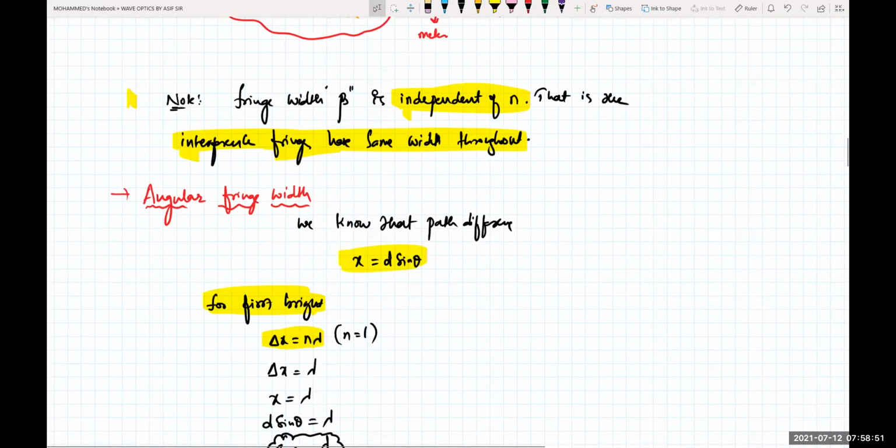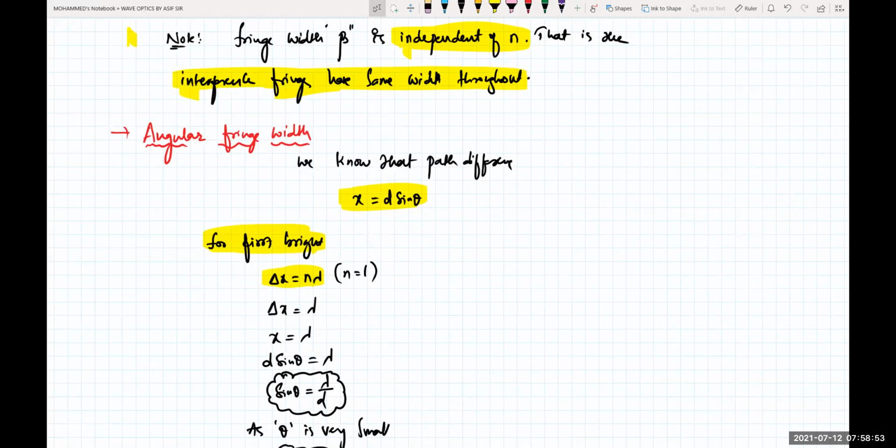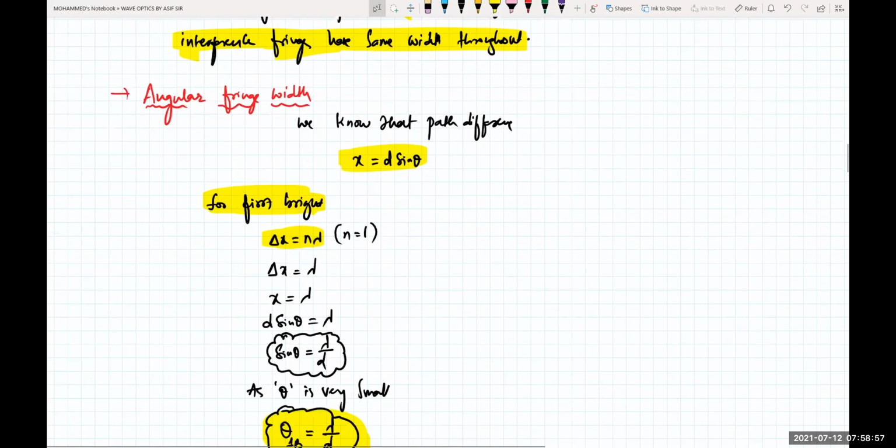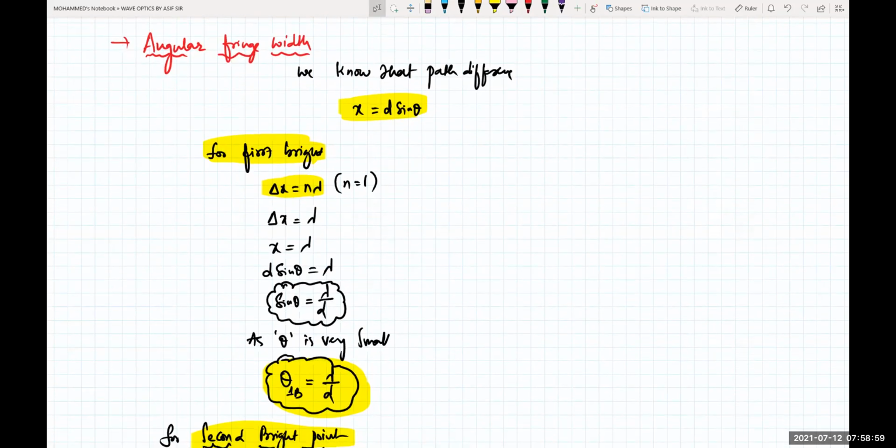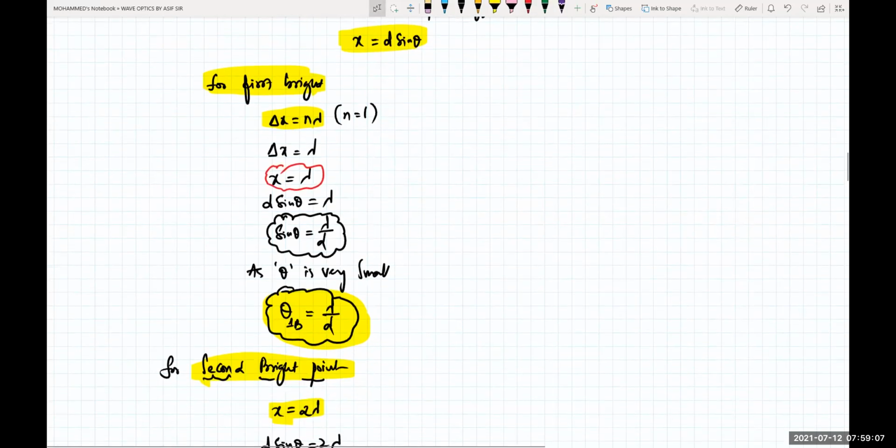Now what is the angular fringe width beta? We know the path difference formula, delta x is equal to d into sine theta. So for the first bright fringe, I can use delta x is equal to n lambda. For the first bright fringe, n is equal to 1, and delta x will be equal to lambda. So use that formula: d sine theta is equal to lambda. So sine theta is equal to lambda by d.